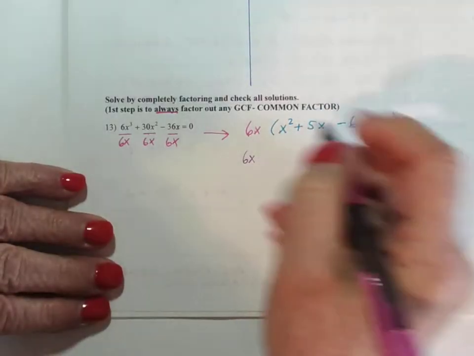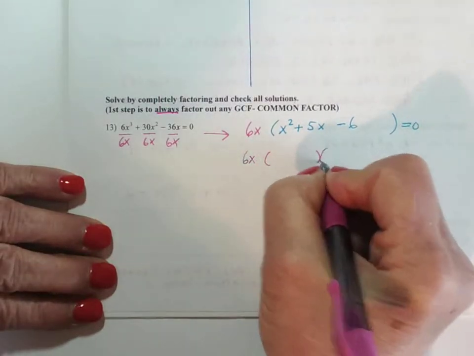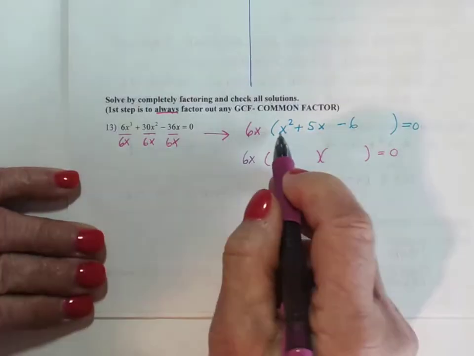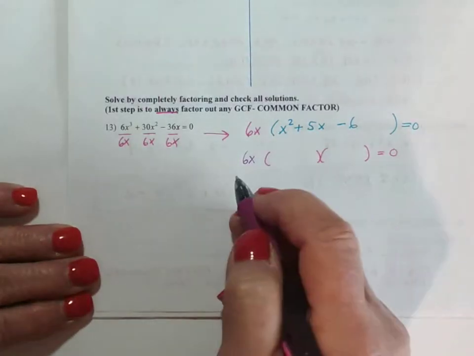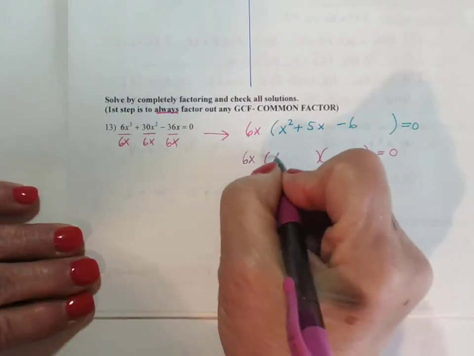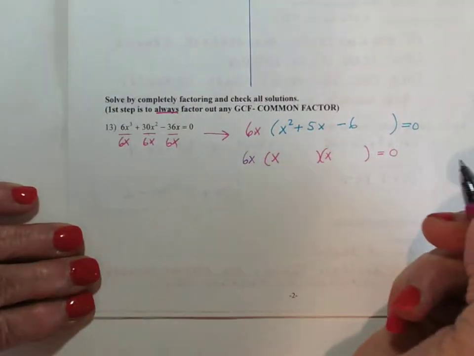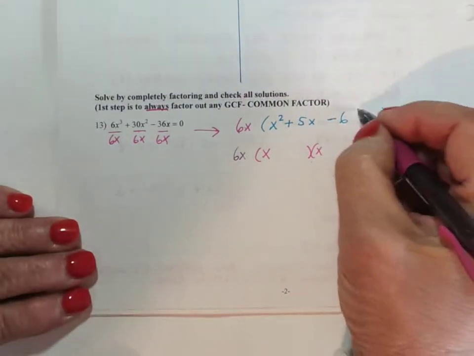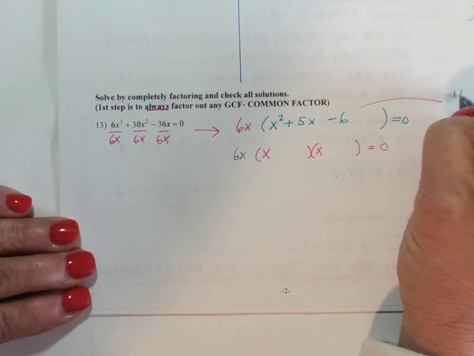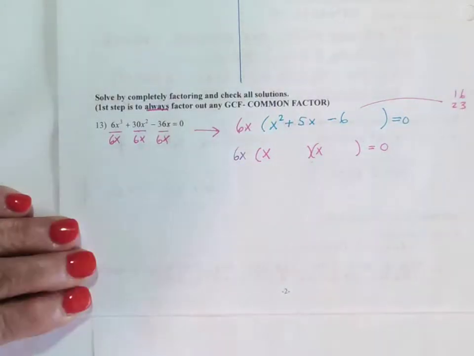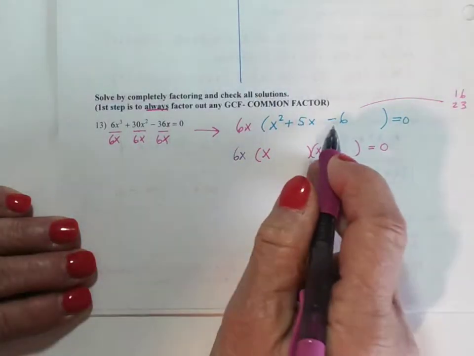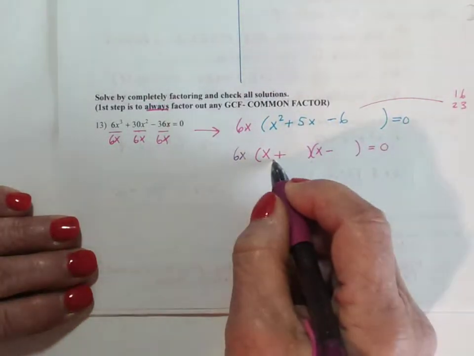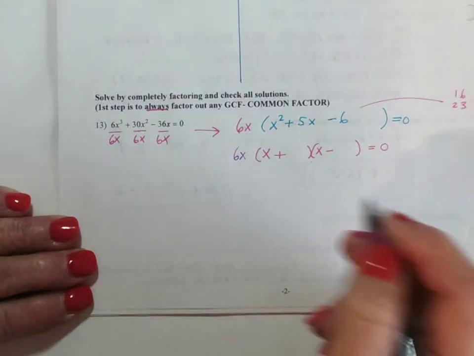And then I have to factor this. Got my 2 sets of parentheses. The leading coefficient is 1, so this is pretty easy factoring, because I'm going to get x times x. That gives me x squared. My factors of 6 are 1 and 6, 2 and 3. My signs have to be positive and negative, or you could do negative and positive, doesn't matter. They have to be opposite signs.